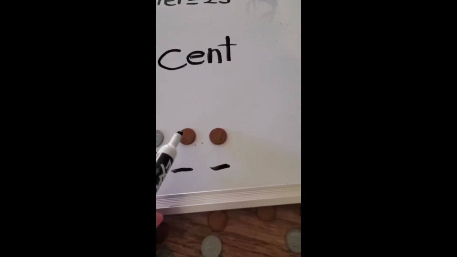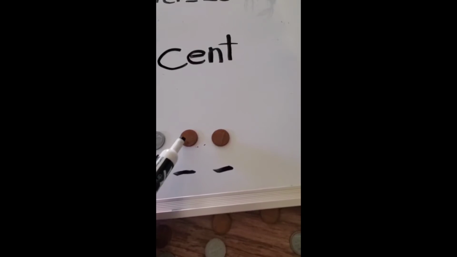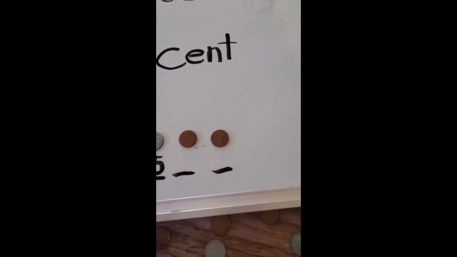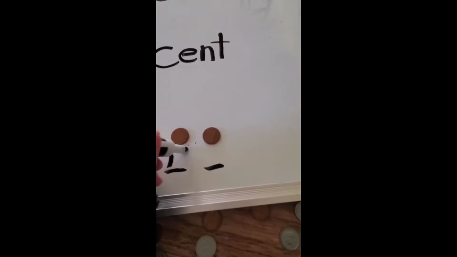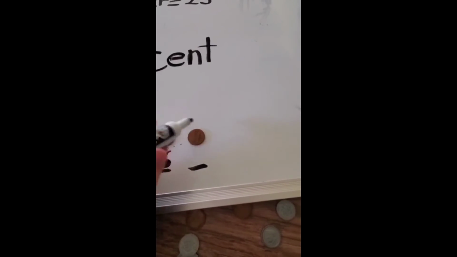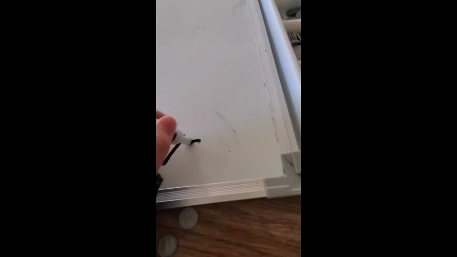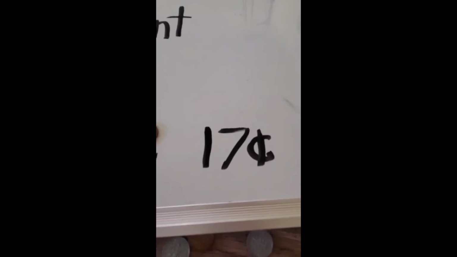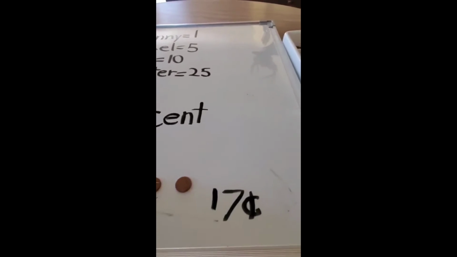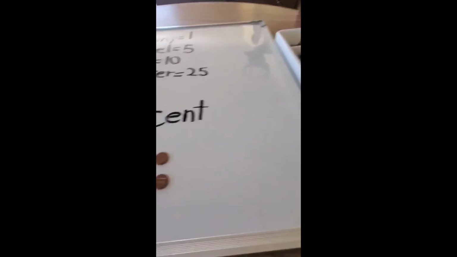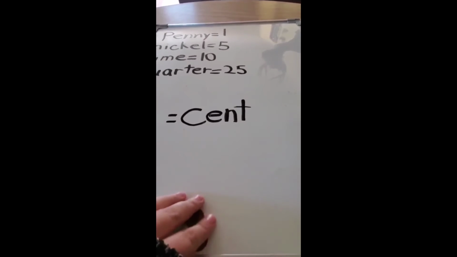So now I don't have another nickel. So now I have to count by ones, because we know that a penny is worth 1 cent. So 15 plus 1 is 16. 16 plus 1 is 17. So all together, I have 17 cents. Did you guys get that as your answer? I hope so. All right. Now I'm going to make it a little difficult. Okay, I'm going to give you a new one.